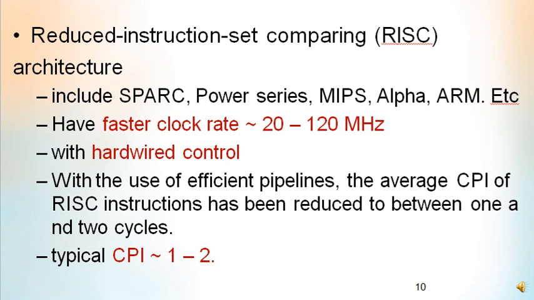Next one is RISC architecture, that is reduced instruction set computing architecture, which includes SPARC, Power Series, MIPS, Alpha, and ARM architectures. These architectures have faster clock rates, between 20 to 120 MHz. And with efficient use of pipelines, the average CPI of RISC instructions has been reduced to between 1 and 2 cycles.